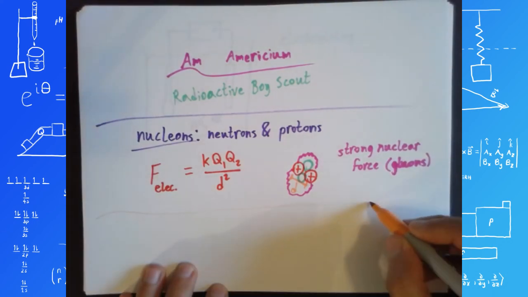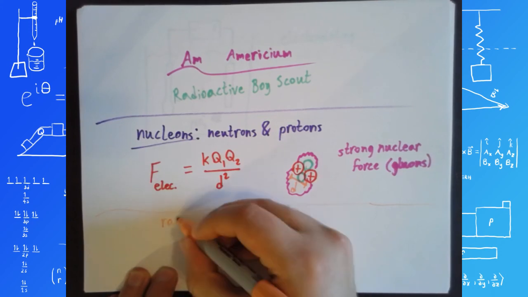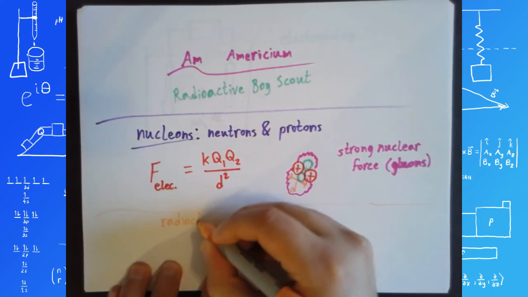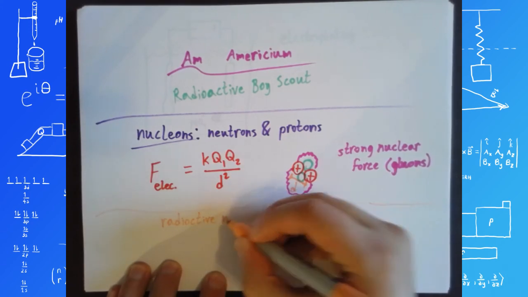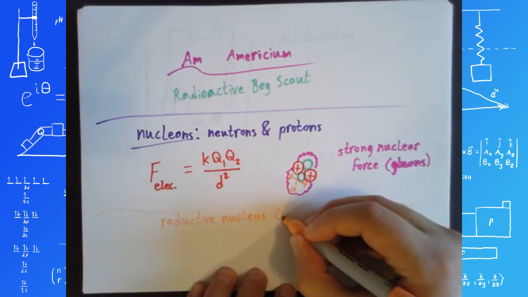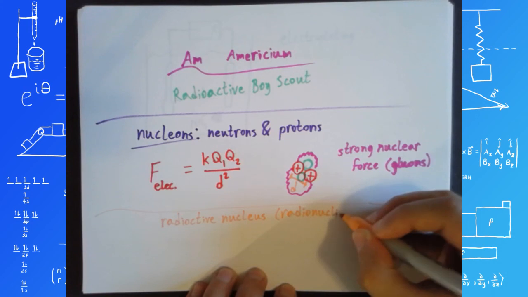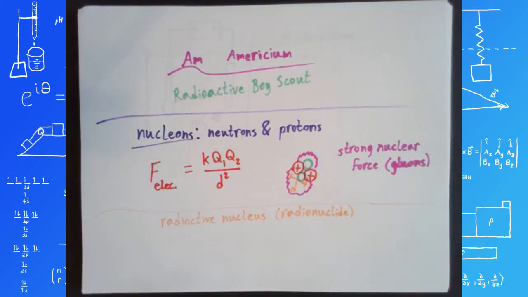So any nucleus that is in an unstable state is said to be radioactive. A radioactive nucleus is also sometimes called a radionuclide, if you want to put it all in one word. So that's what we would call a nucleus that's not really stable. It has too much of either the protons or the neutrons, or maybe too much of both, and it's going to eject something. It's going to spit something out.